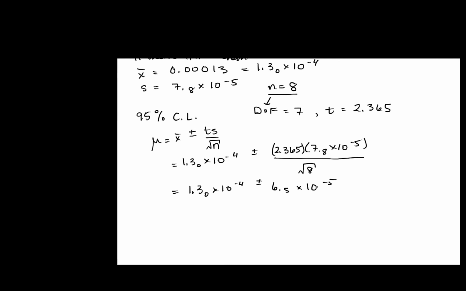So we are saying that we're 95% confident that all future k values that we measure are going to fall into this window, or at least 95% of them should.